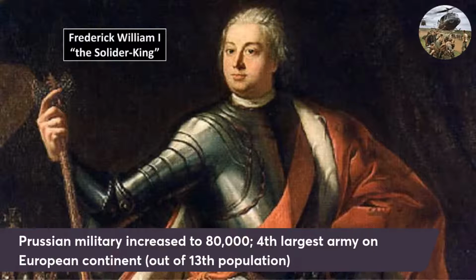By the time he died in 1740, Prussia had something like 80,000 troops, which at the time was one of the largest armies on the continent of Europe, minus Britain. I think France and Russia had the two largest armies on the continent, along with the Austrian Empire and then Prussia itself. And that's amazing, because Prussia's population in the 18th century was only around 13th in size compared to the rest of Europe. So not even top 10 in population, and they had an army that large overall.